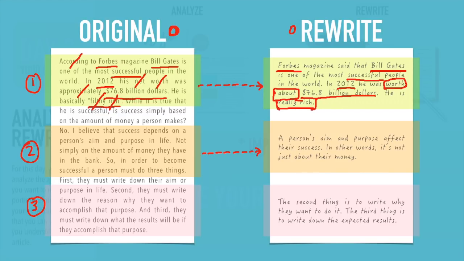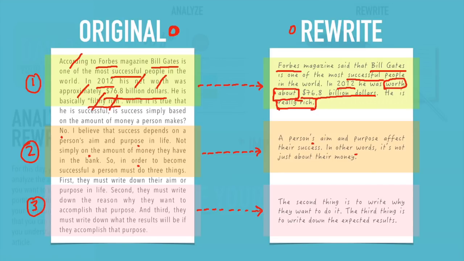Now I continued in the second part right here. So I said a person's aim and purpose affect their success. In other words, it's not just about their money. So in this section, they have 1, 2, 3, 4 sentences. And I only wrote 1, 2 sentences. I rewrote it in my own words. Now, for the third section, for our example, I said the second thing is to write why they want to do it.